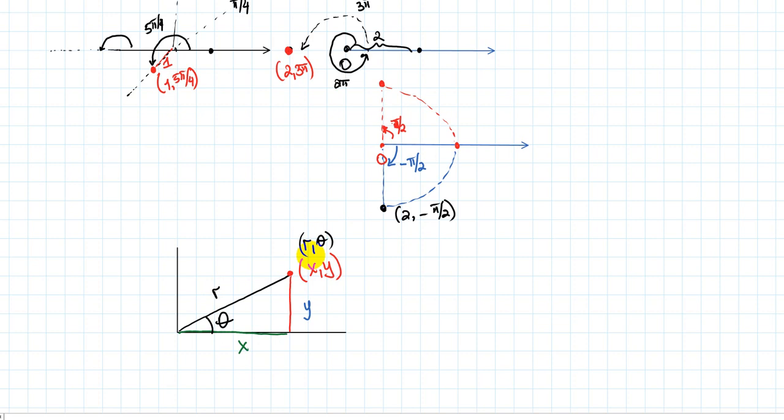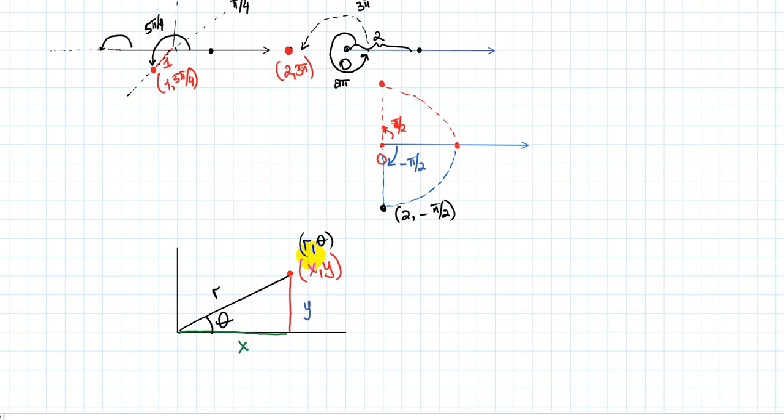The same point has two different sets of coordinates: the coordinates x and y, and the coordinates r and theta. R and theta are the coordinates of this point in the polar system. X and y are the coordinates of this point in the rectangular system. If you know r and theta, how do you find x and y? If you know this distance, the hypotenuse, the long side of the triangle, and the angle, how do you find x and y?